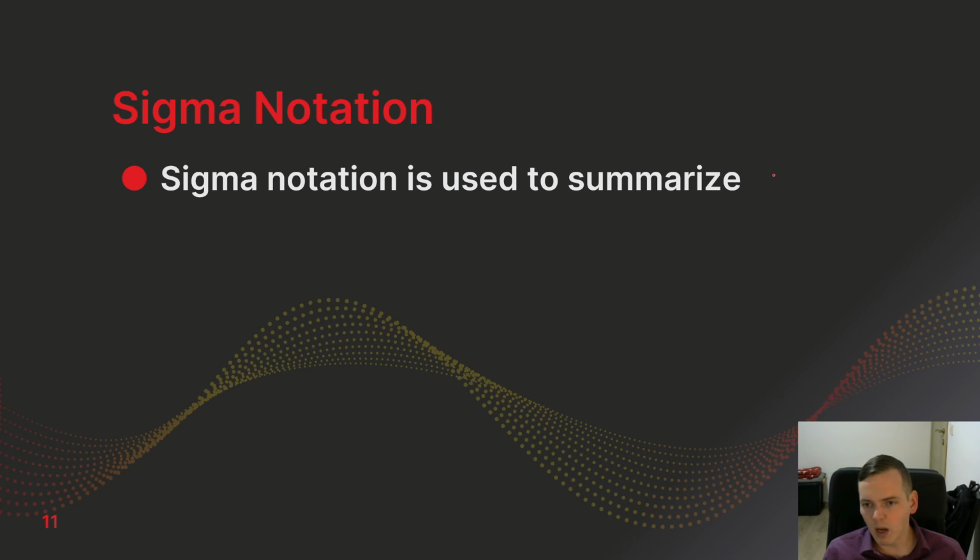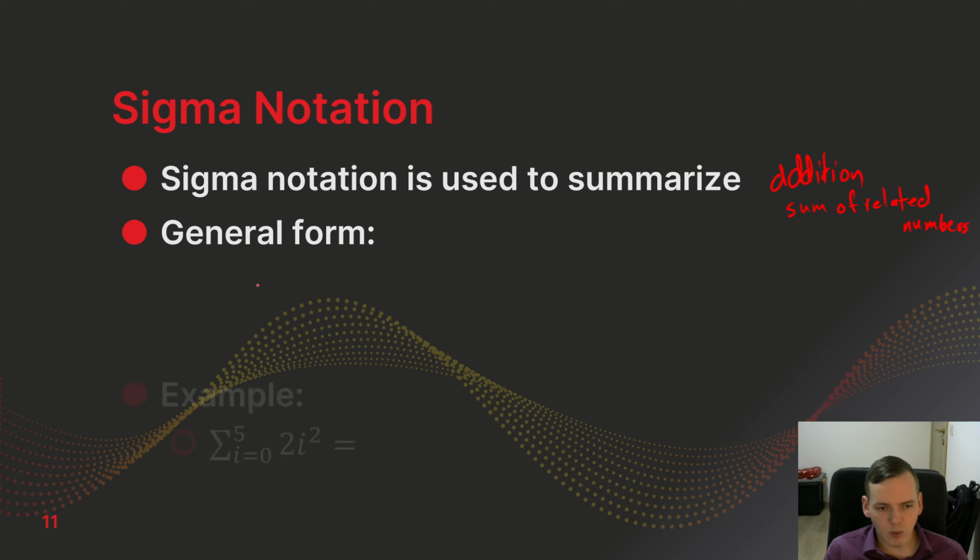is used to summarize addition. So if you're adding a bunch of related numbers, sigma notation is used to summarize that, or the sum of related numbers. Technically, they don't have to be related, but if they are related, that's where we tend to use it more, because it actually lets us work with it. So the general form, I'm just going to put this up so I know how much room I have.